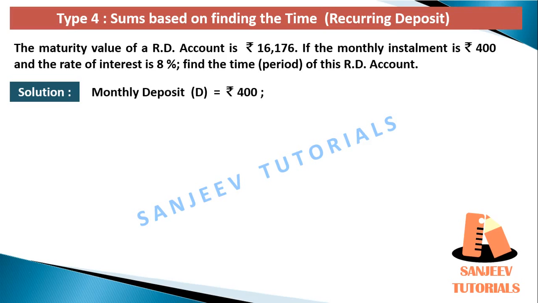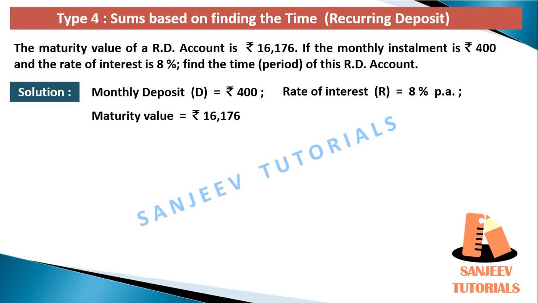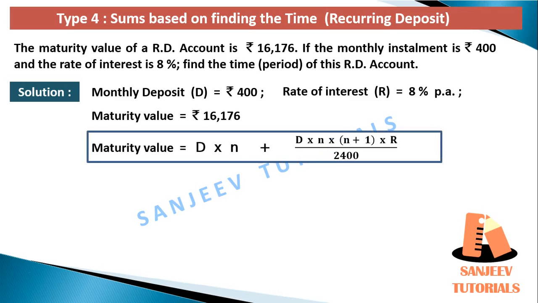Monthly deposit is rupees 400. Rate of interest is 8% per annum. Maturity value is rupees 16,176. Formula for maturity value is as follows. On substituting the respective values, I get this step.